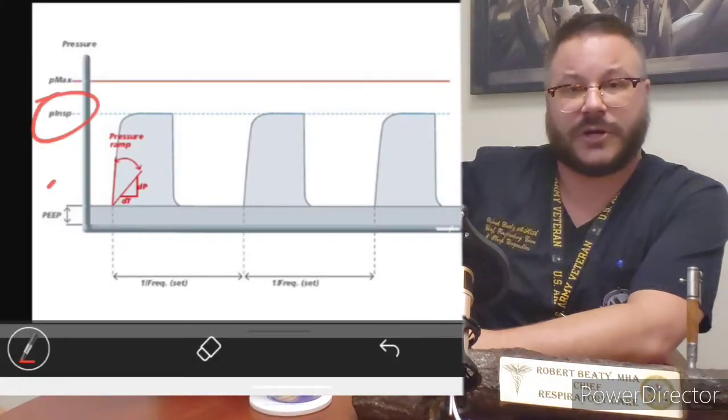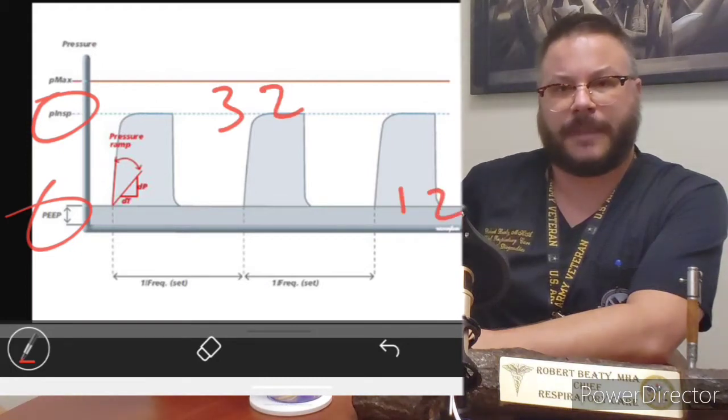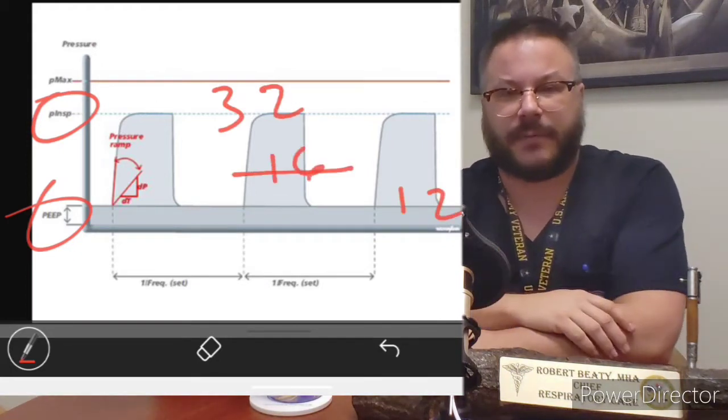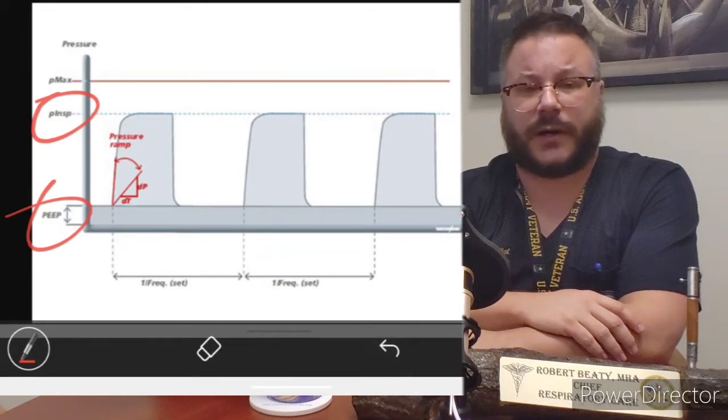In pressure control ventilation, we have a set pressure high and we have a set pressure low. In PC, we call this inspiratory pressure and PEEP. In this case, we're set at 32 centimeters of water and 12 centimeters of water PEEP. This is going to give us a mean airway pressure of about 16 centimeters of water.